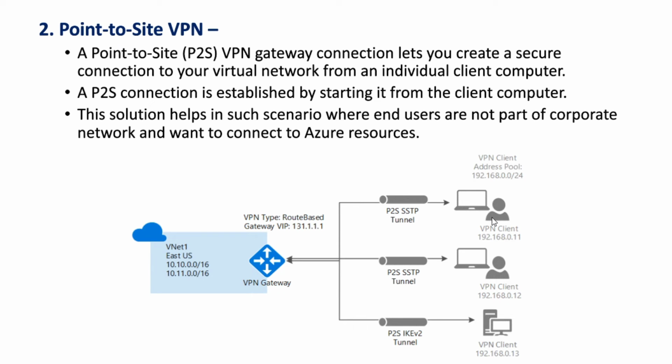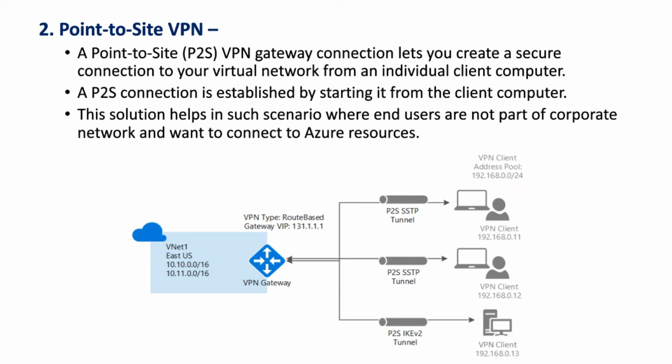With the help of certificate, we will see in the demo of point to site VPN how we will authenticate and how we will create a point to site connection. In simple words, every client who wants to connect to this VNet needs to establish a connection from their system itself. A point to site connection is established by starting it from the client computer. So this solution helps in scenarios where end users are not part of the corporate network and want to connect to the Azure resources.